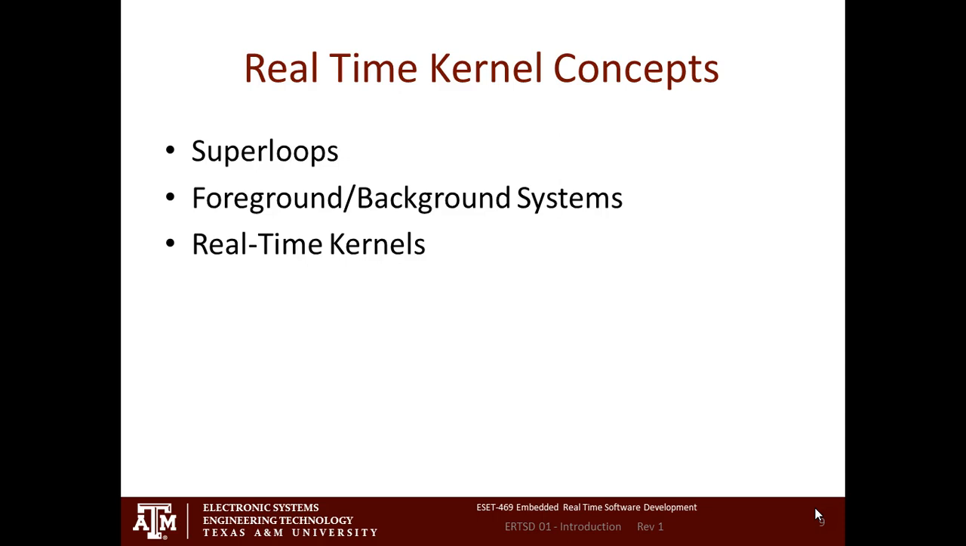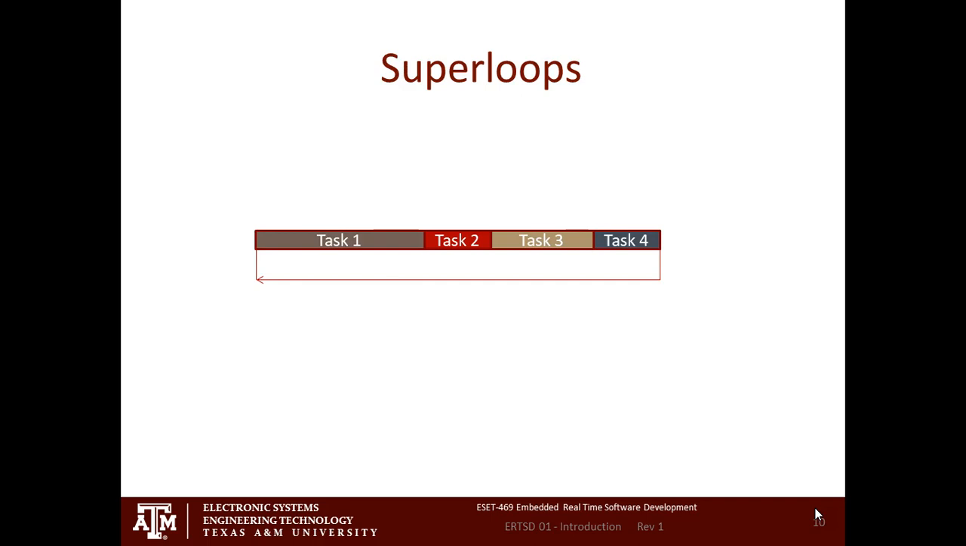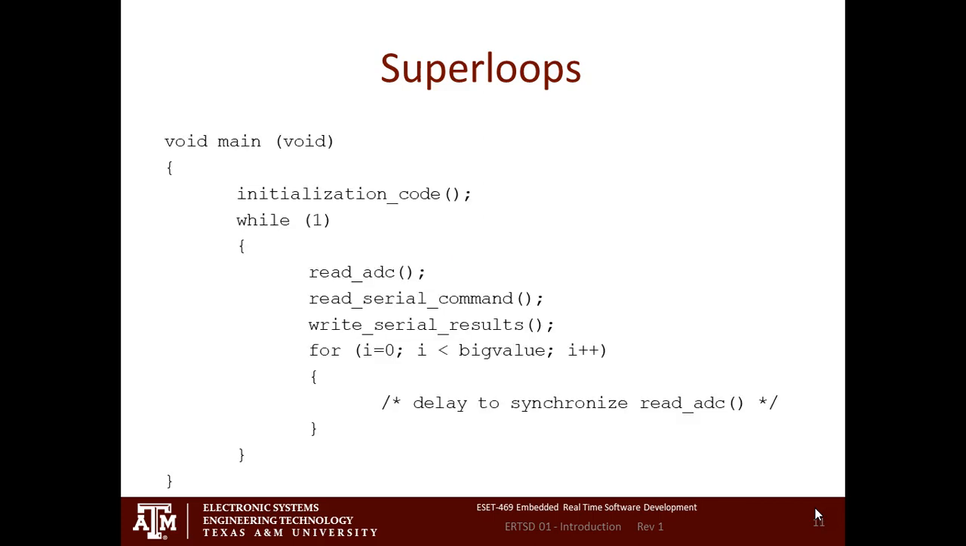Now, the odds are, in fact, I'm certain that you guys have written things more complicated than just a plain super loop. Some of you have written something where there are interrupts, and that's what a foreground-background system is. And then we're going to be learning how to do an RTOS. So let's take a look, first of all, at a super loop. The super loop example that I have on the slide is basically 4 tasks. It executes task 1, task 2, task 3, task 4, task 1, task 2, task 3, task 4. Okay. And this is an example, so that you see some code there.